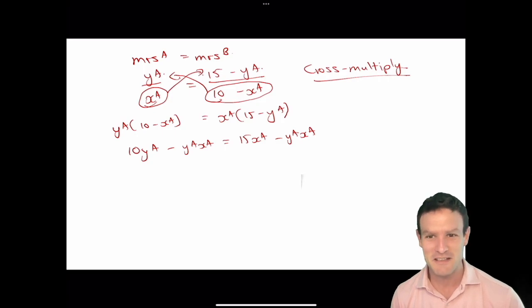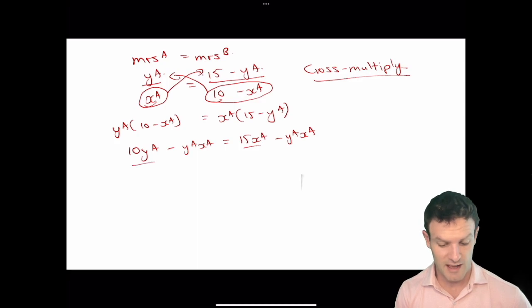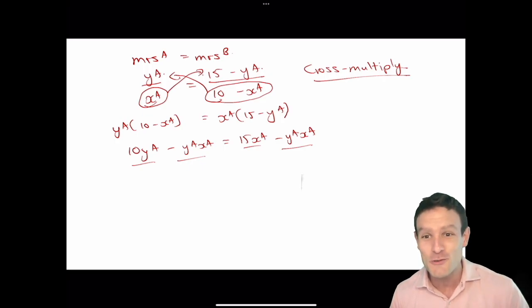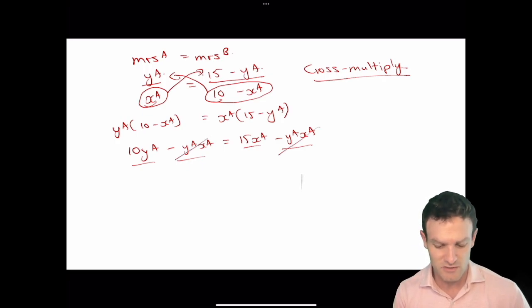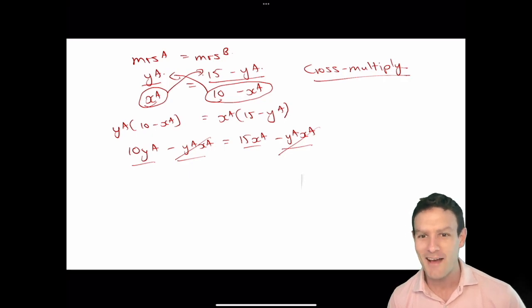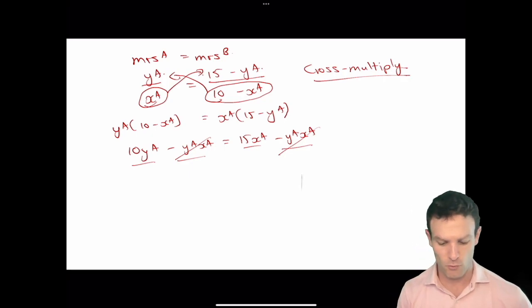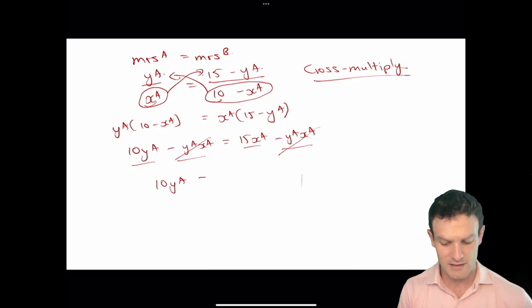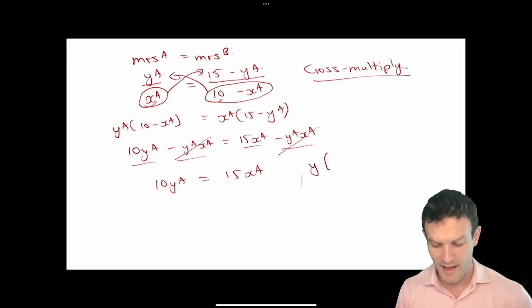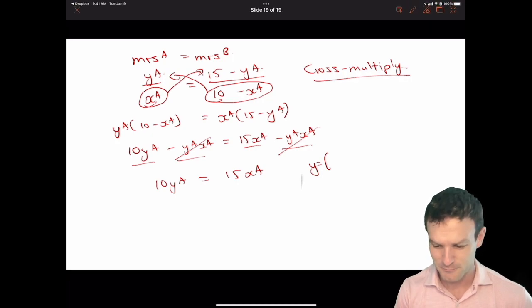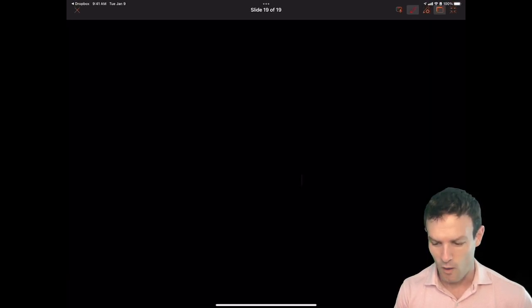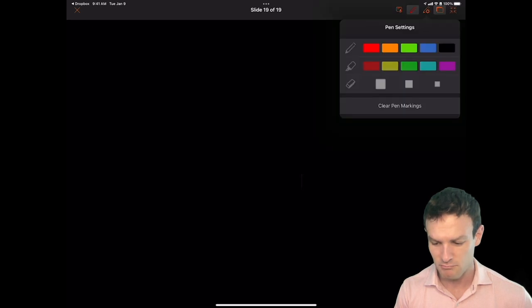Okay, so what can we see here? Well, we can see that we've got 15xa and 10ya, and then we've got minus ya xa on both sides. What can we do with a minus ya xa? That just cancels out. Now what do we have? We basically have the fundamentals for an equation. We've got 10ya equals 15xa. We want y as a function of x, right? So we've got y equals a function of x.